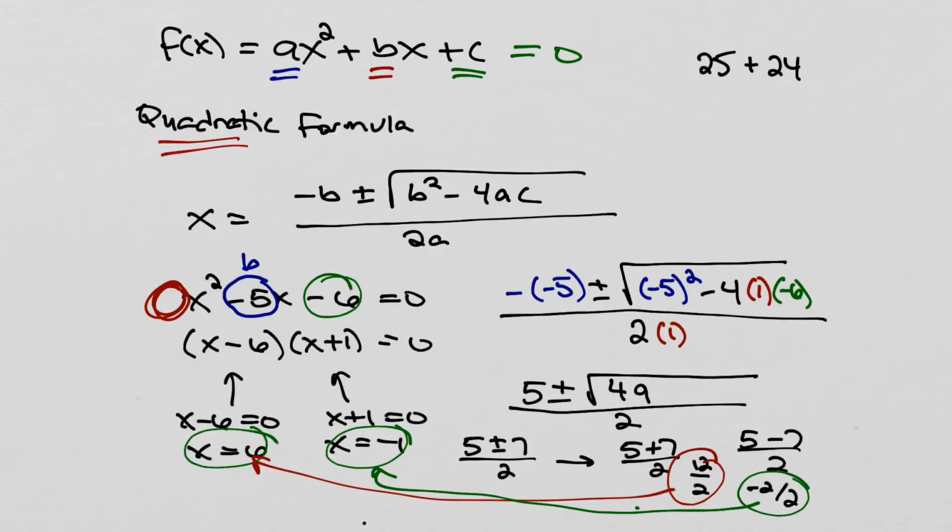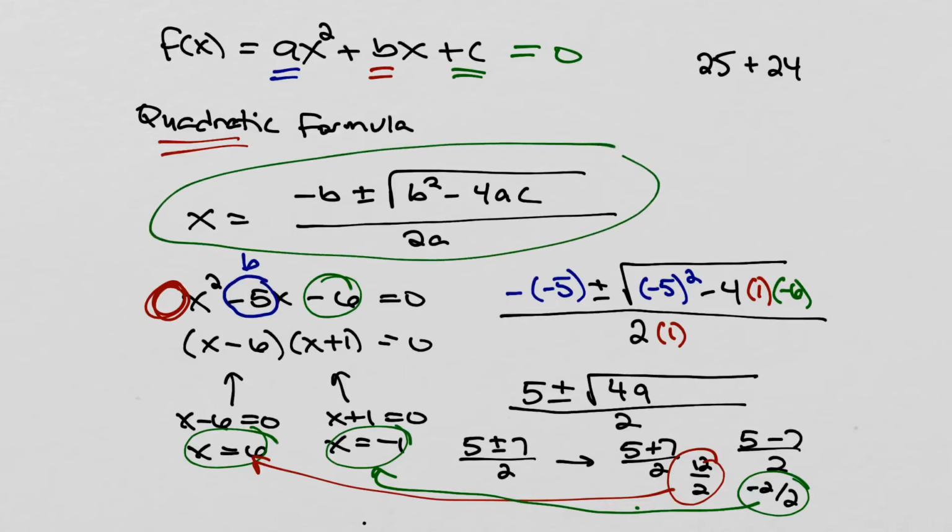Now the factoring way is nice, but sometimes you have something which does not factor very easily at all. Whenever that's the case, you can always just hop over here to your quadratic formula, and it will solve the problem for you. So let's take a look at another one. Here's one. F of x equals x squared plus 4x minus 5.